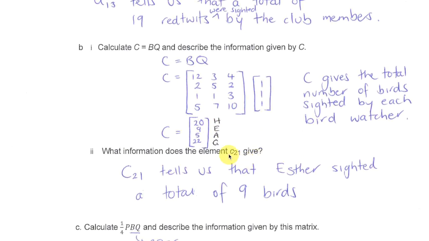What information does C21 provide us with? So second row, first column, so it's that 9. On 9 occasions, person E has sighted some type of bird. Her name's Esfa.